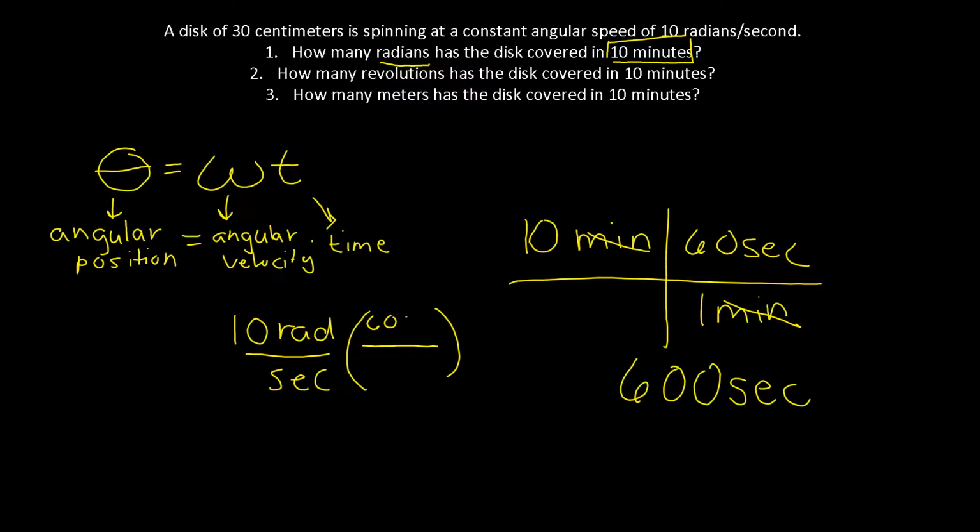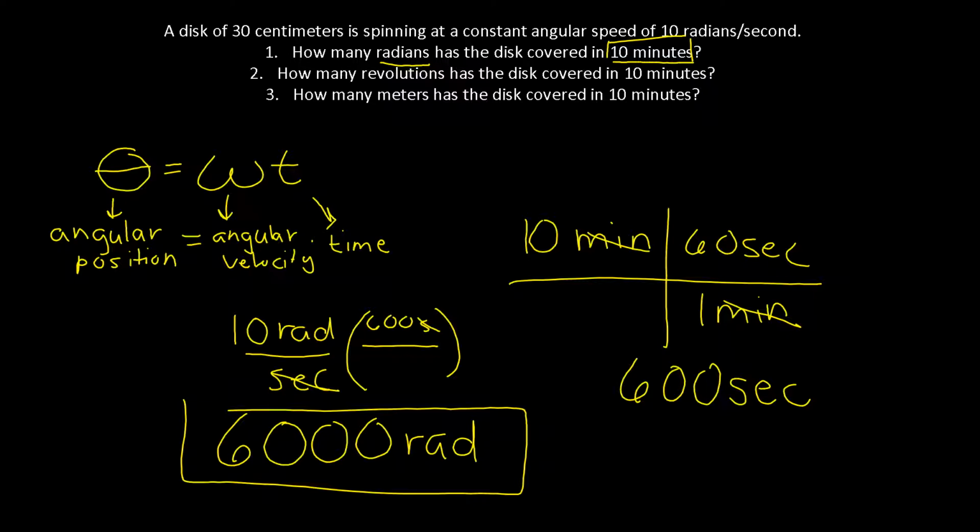So we're going to plug in 600 seconds. The seconds cancel out, and that's going to give us a total of 6,000 radians. And that answers the first part of the question.